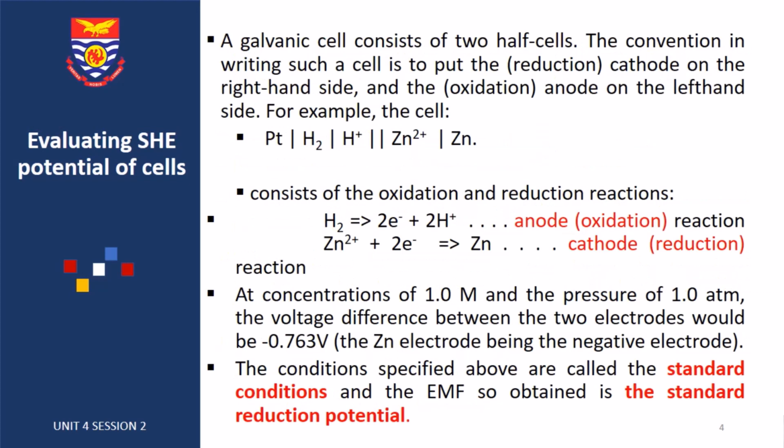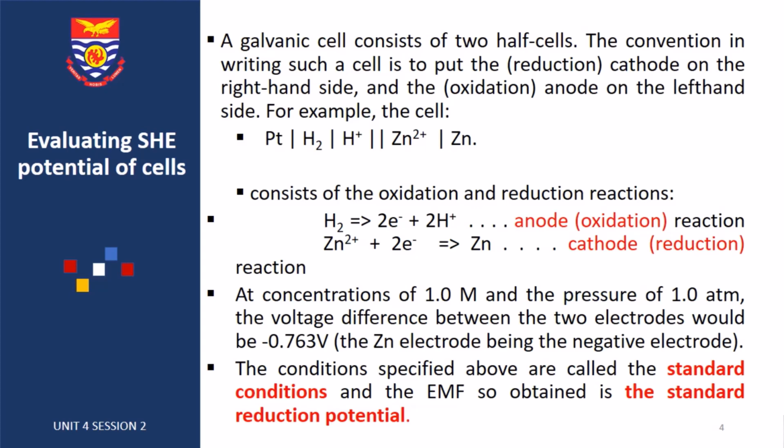Now, a galvanic cell consists of two half cells. The convention in writing such a cell is to put the reduction cathode on the right hand side and then the oxidation on the left side. For example, we could have it this way. It is not always necessary that it is this way. Most often than not, the oxidation half comes first and the reduction comes second. In some books, you're likely to see oxidation first before the reduction half cell.